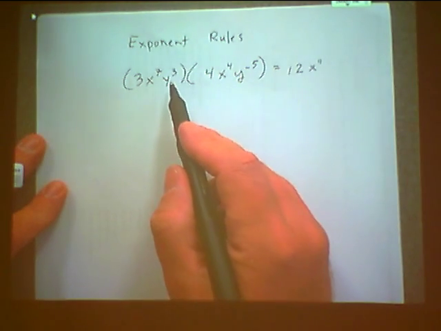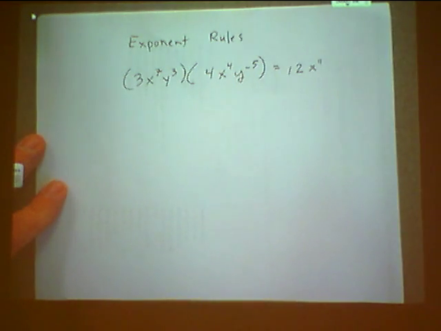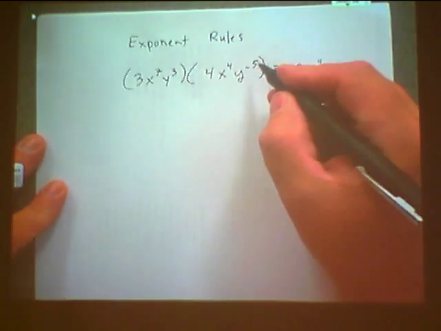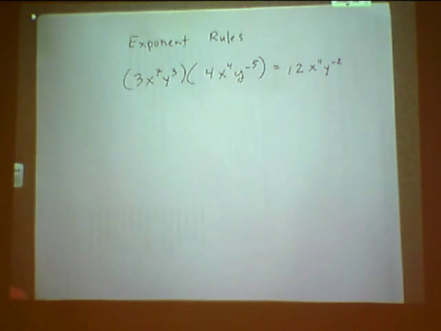And now looking at the y's, y to the 3rd times y to the minus 5. Same base, we're multiplying two exponents, you add the exponents. 3 plus a negative 5, y to the negative 2.